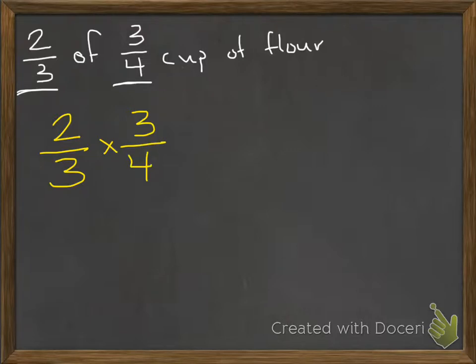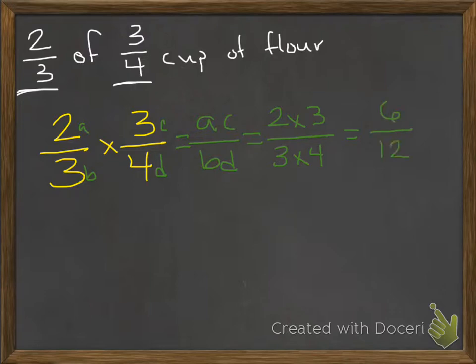So again, if we were to use our algorithm, 2 is a, 3 is b, this 3 in the second fraction is going to be c, and 4 is d. Multiply that across, that'd be ac over bd, which is going to equal 2 times 3 over 3 times 4. Next, 2 times 3 is going to be 6. 3 times 4 is going to be 12. So he used 6/12 of a cup of flour.